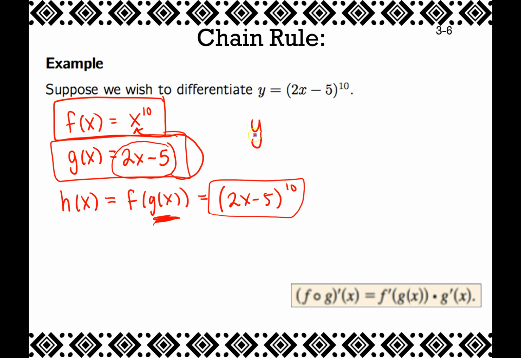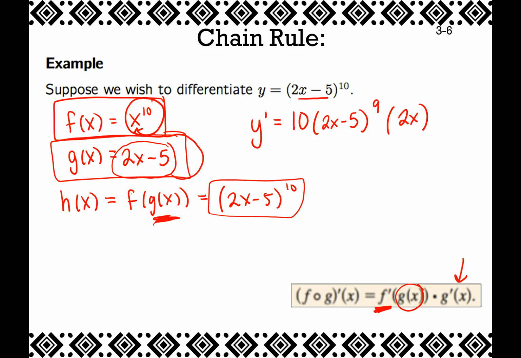All right, so let's find y prime. y prime is going to be the derivative of our outside, or you can think of it as the derivative of f of x. But you have to keep g of x inside. So how do we take the derivative of x to the 10th? Well, we do 10, and then it becomes to the 9th. But you're supposed to keep the inside, so that would be 2x minus 5. And then you're going to multiply it by the derivative of the inside, which is just going to be 2.